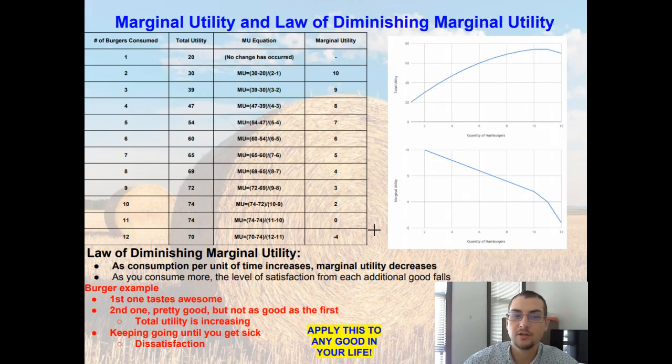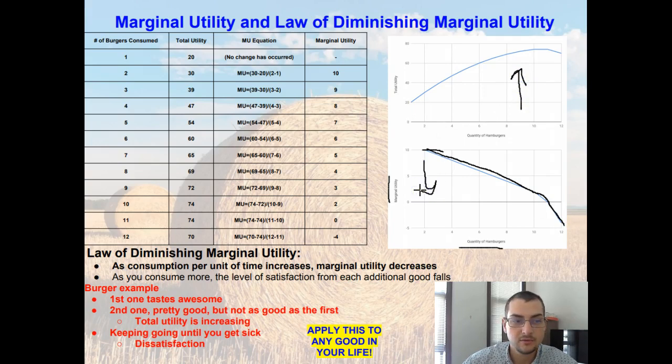Now let's look at what it looks like on the marginal utility. Again, we have quantity of hamburgers down here. Here's our marginal utility. And from that second burger on, we're seeing that the marginal utility, that additional satisfaction, is actually falling and continues to fall. Even though total utility is going up, marginal utility is going down.